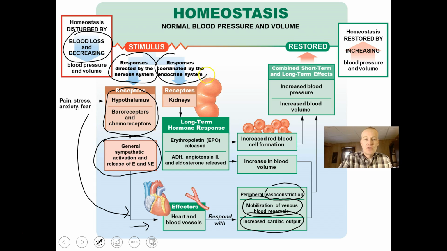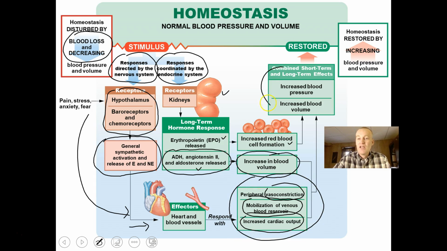The response is also coordinated by the endocrine system, including activating your kidneys. The kidneys will produce erythropoietin, which will increase blood cell formation. Also, the kidneys will be affected by antidiuretic hormone, angiotensin II, and aldosterone. All of these things are going to work together to increase blood volume, as we talked about in the endocrine system lecture. With an increase in red blood cells, an increase in blood volume, and all these other activities, we increase our blood volume and blood pressure, so we go back and restore homeostasis.